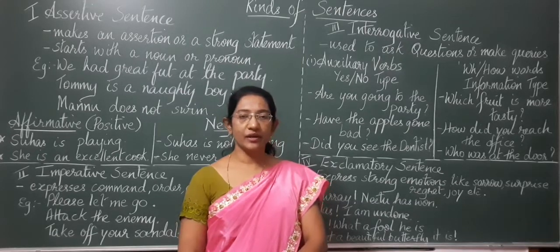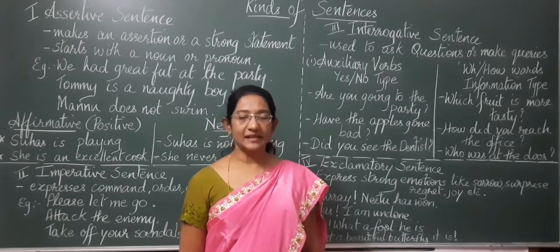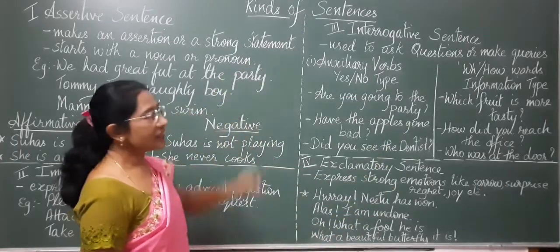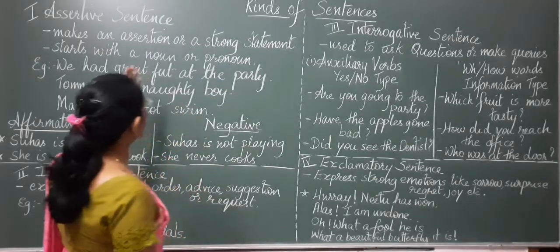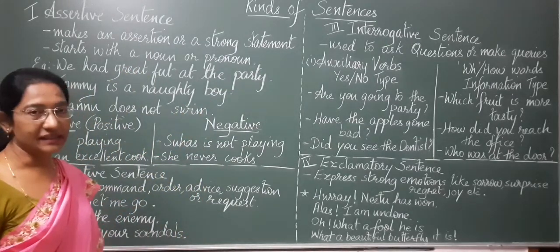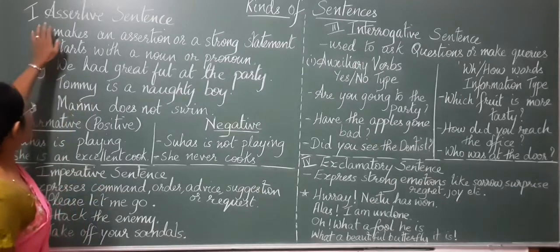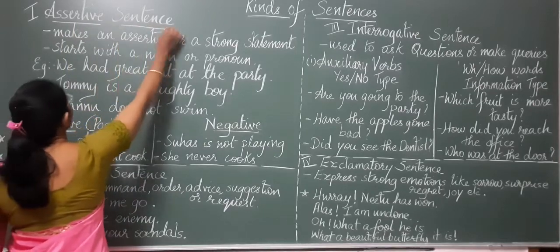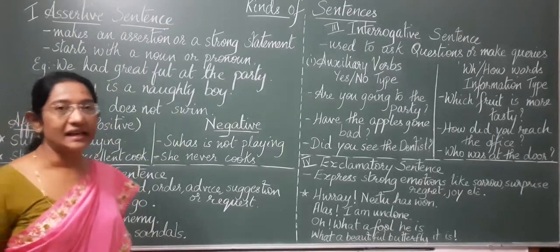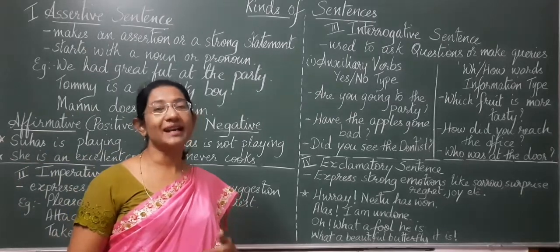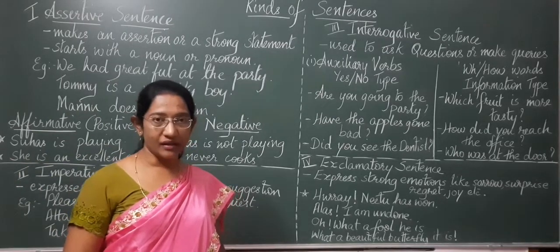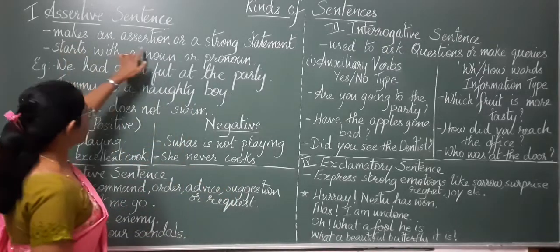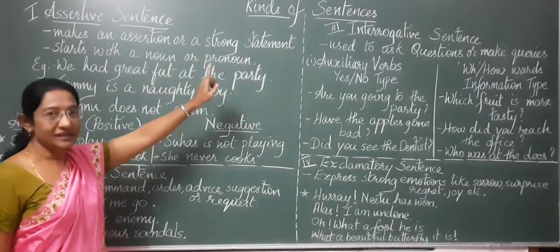Today we shall recall another concept of sentences, that is kinds of sentences. Under kinds of sentences, there are four kinds. We'll just recall the first one, assertive sentence. An assertive sentence is nothing but it asserts something or makes a statement. So it makes an assertion or a strong statement.